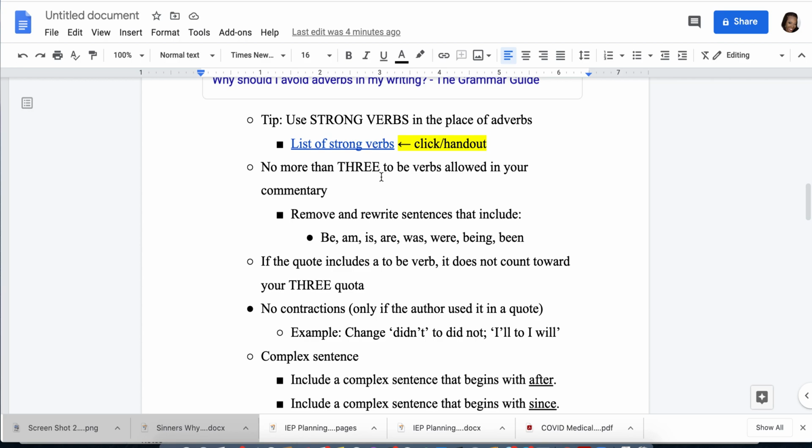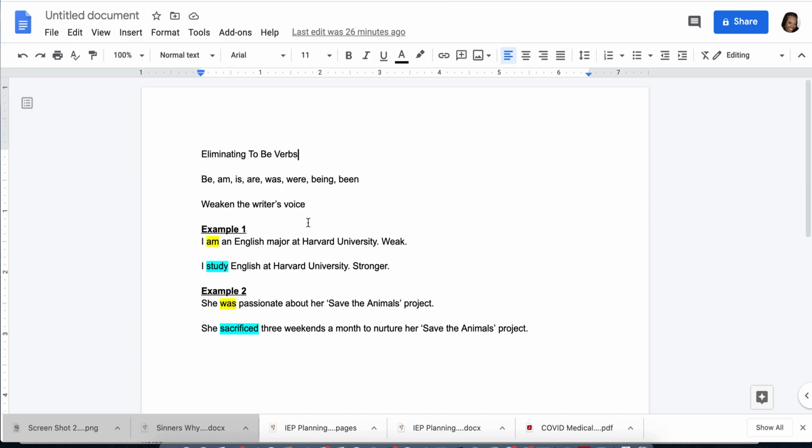No more than 3 to be verbs allowed in your commentary. Remove your to be verbs: be, am, is, are, was, were, being, been. Those are the ones we're going to focus on. Now, if the be verb is inside of the quote that your author uses, it doesn't count towards your quota. Okay? Here are some examples.